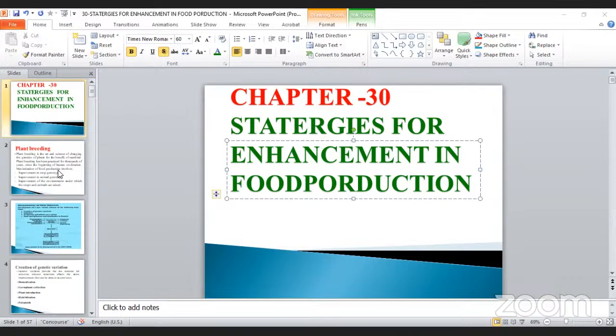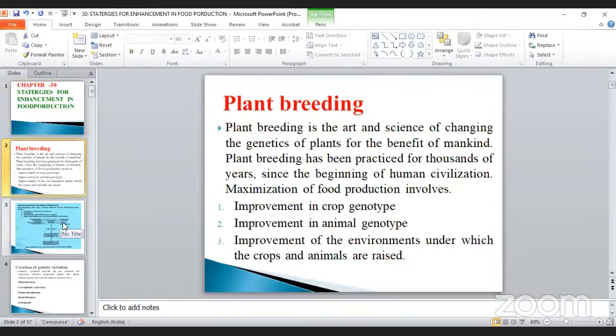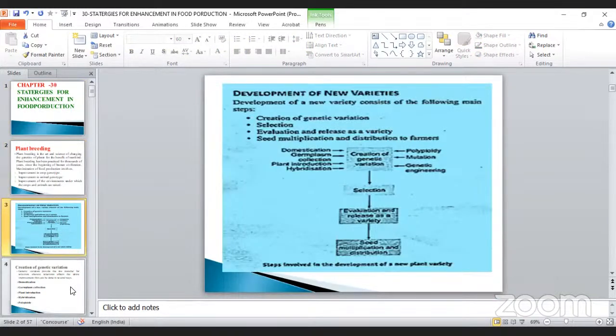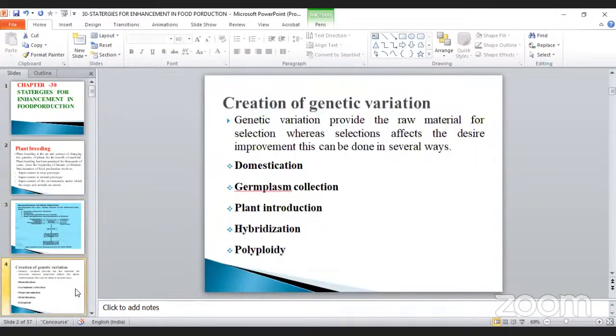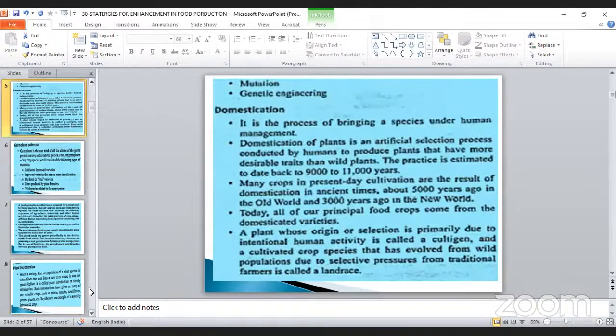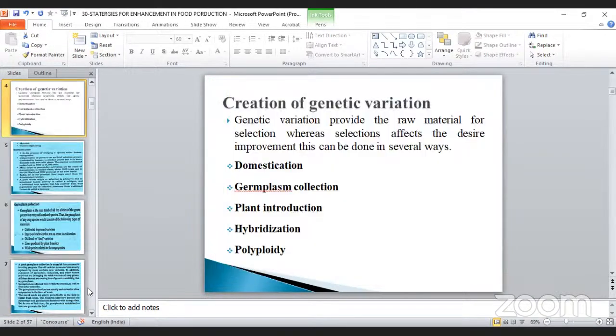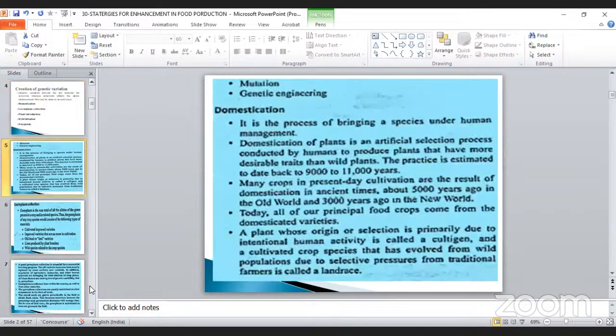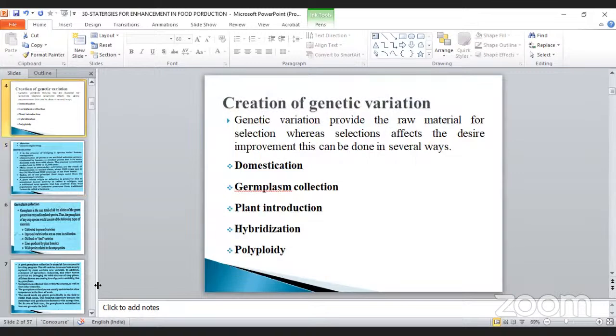is plant breeding, the development of new varieties and the creation of genetic variations. The sub-topics are domestication, germ plasm collection, plant introduction, hybridization, polyploidy, mutation, and genetic engineering. So already all these things are related to chromosomal abnormalities.